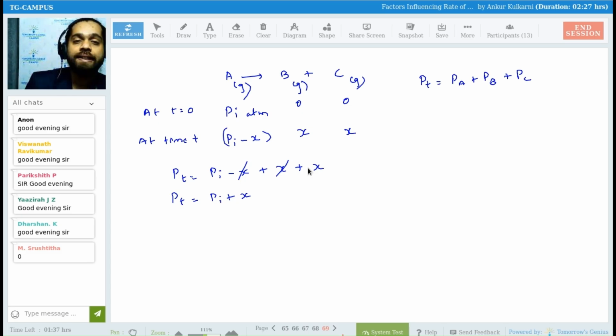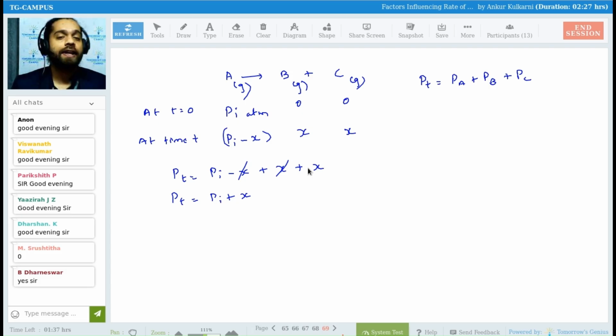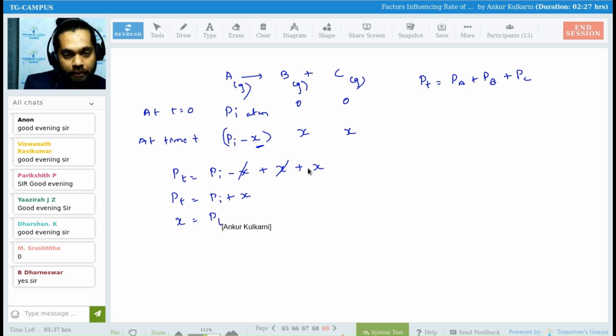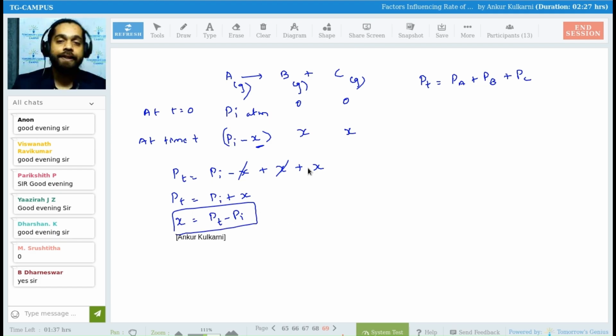Okay. Now, why did we do this? Basically, we have done this to find out the value of x. Yes, it is like equilibrium only. X will be Pt minus Pi.